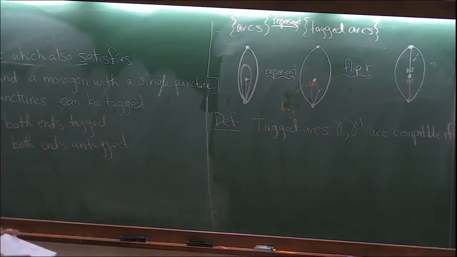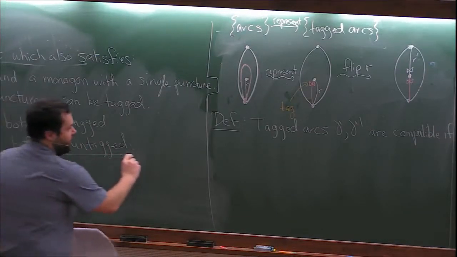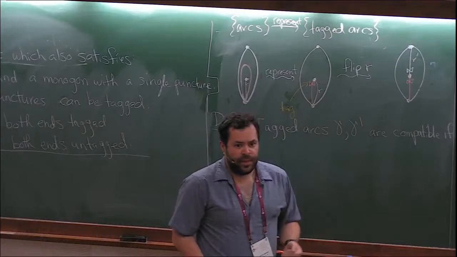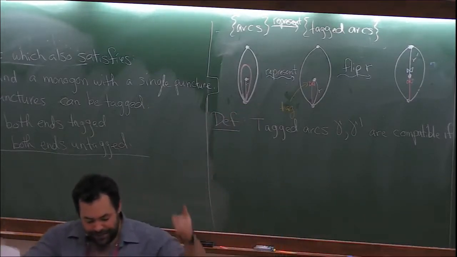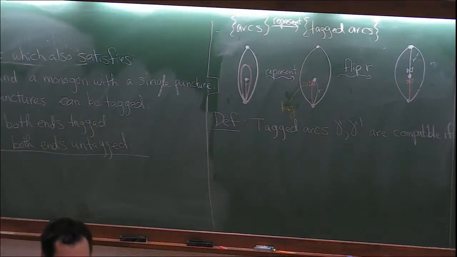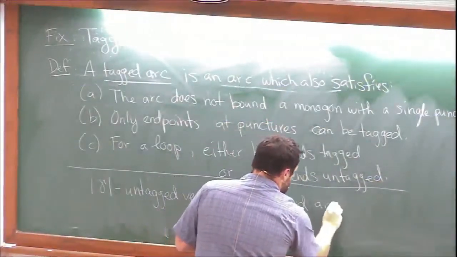Before I start, I have some notation. If I have a tagged arc gamma, I'm going to write absolute value bars of gamma to mean take this same arc and remove its tags. Just take a tagged arc and make it plain by removing its tags. So if gamma is a tagged arc, bars gamma is the untagged version of the tagged arc gamma.